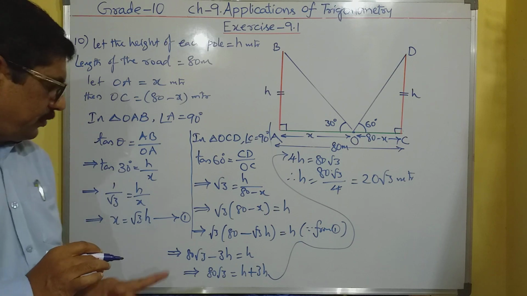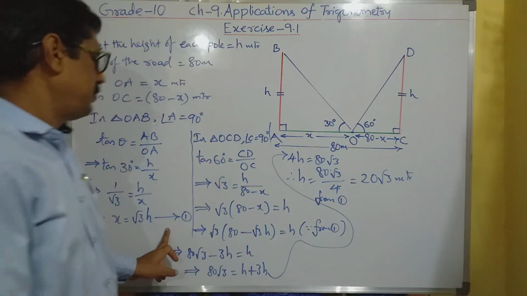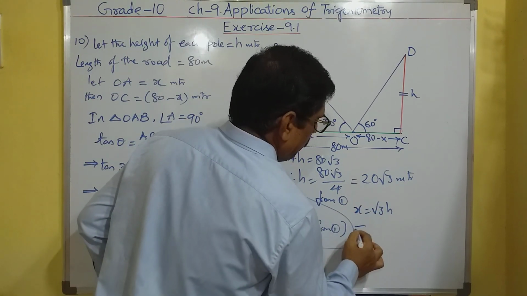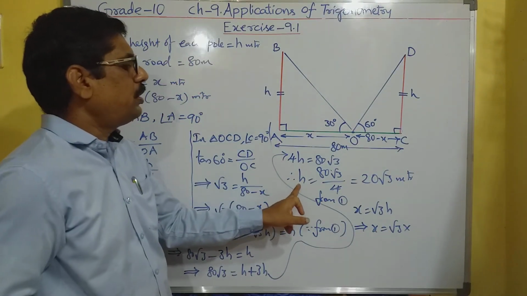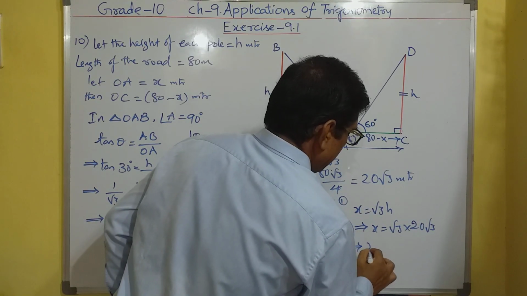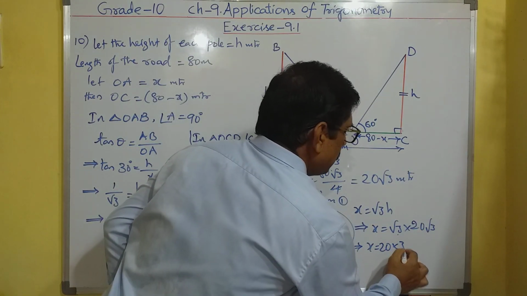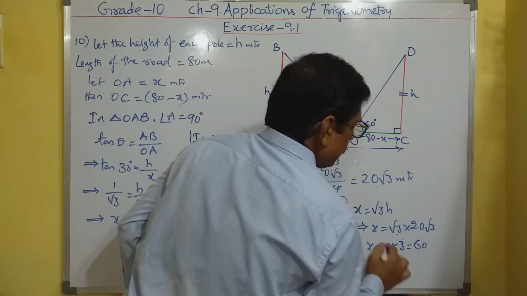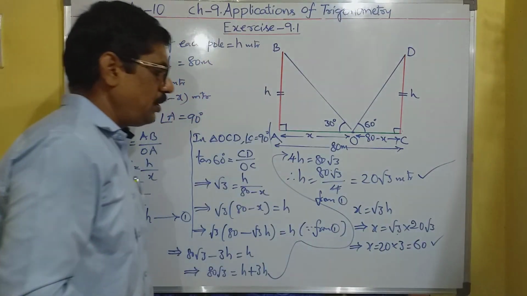So where do we have the x? Look at the first equation. From equation 1, x is equal to root 3h. So x is equal to root 3 into, what is the h value? We have got the h value as 20 root 3. So this implies x is equal to 20 into root 3 into root 3, which is 3. So x is equal to 20 into 3, 60. So here we have got the x value and here we have got the h value.